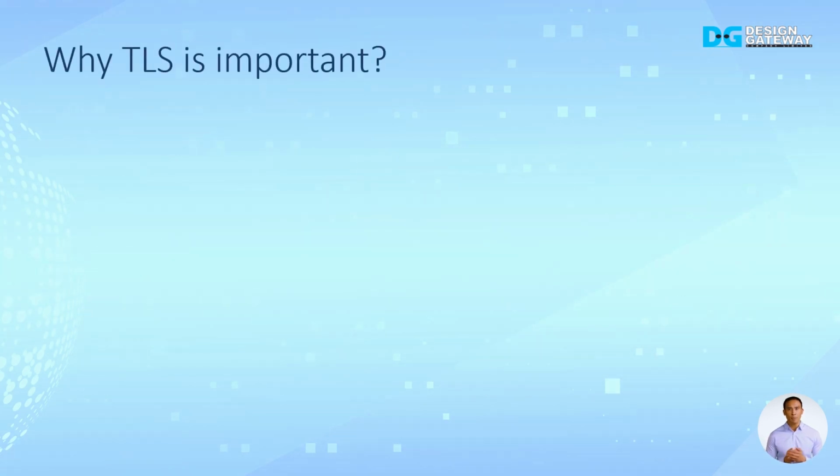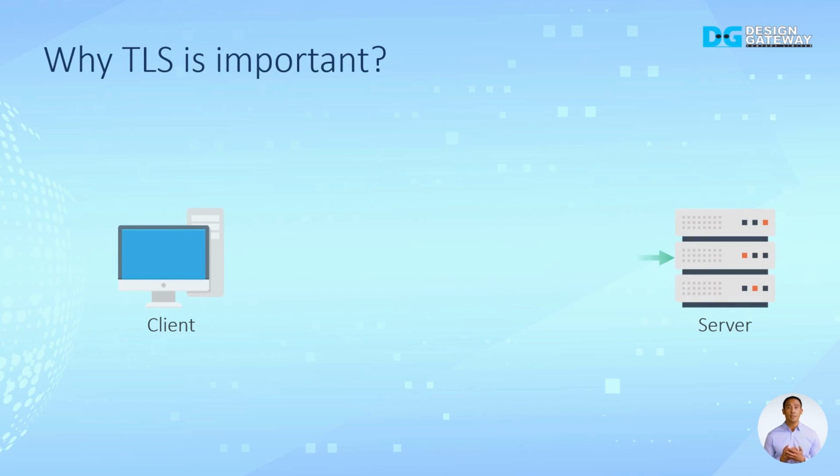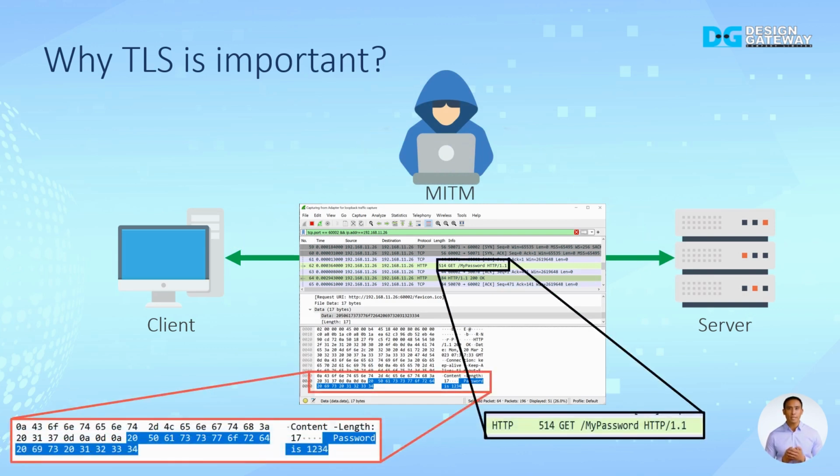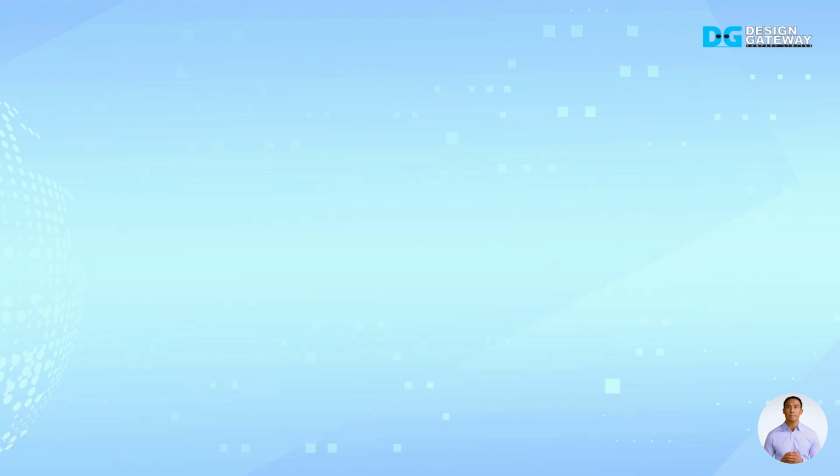Why is TLS important? When using unsecured connections such as HTTP, data is transported between the client and server in plain text using the Transmission Control Protocol, TCP. This makes it easy for a potential attacker to intercept and capture the packets using network tools like Wireshark. This means that sensitive data or privacy can be compromised. Additionally, a man-in-the-middle attack can be carried out, where an attacker can modify the packets being transmitted.